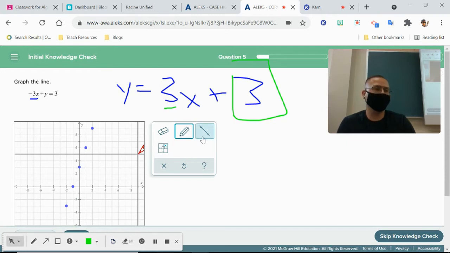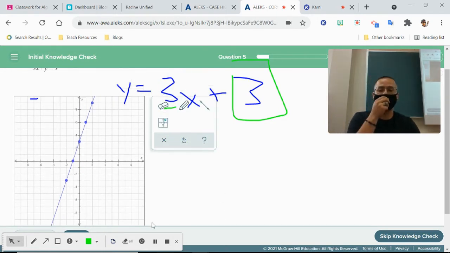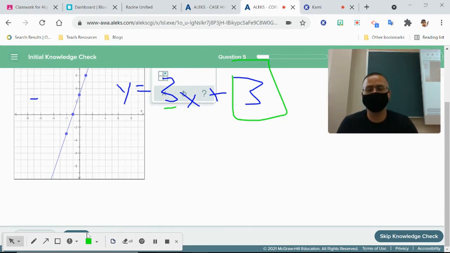You only need 2 points to make a line. I like making at least 3. On the ALEKS tool, you just pick 2 points and there's your line. Remember, lines go on forever and ever and ever. So that would be your answer there.